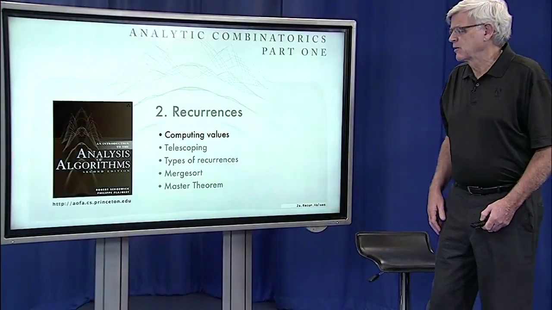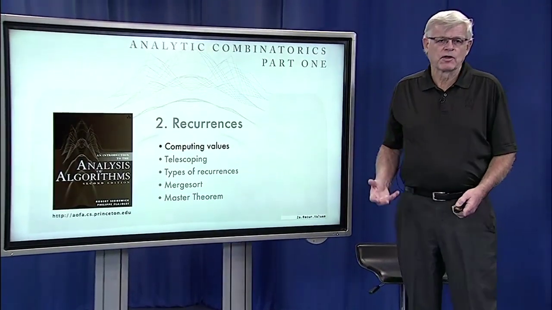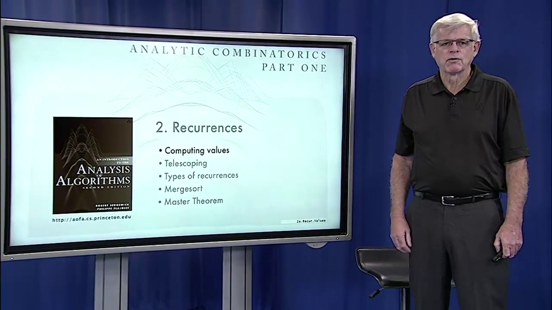Today we're going to talk about recurrence relations, which is a first step towards developing mathematical models for the performance of computer programs, as we saw when we covered the analysis of quicksort in the last lecture. To begin, we're going to look at the idea of using the computer to compute values of recurrence relations.